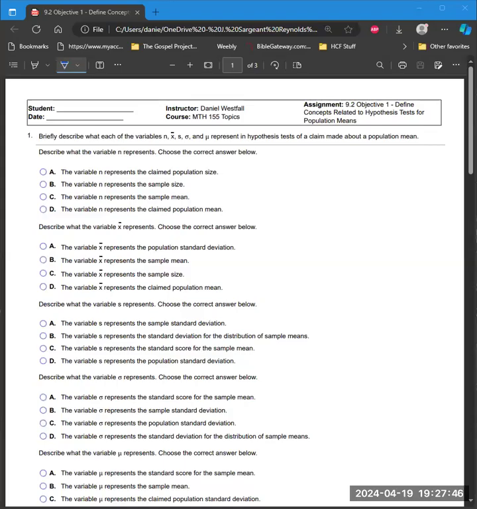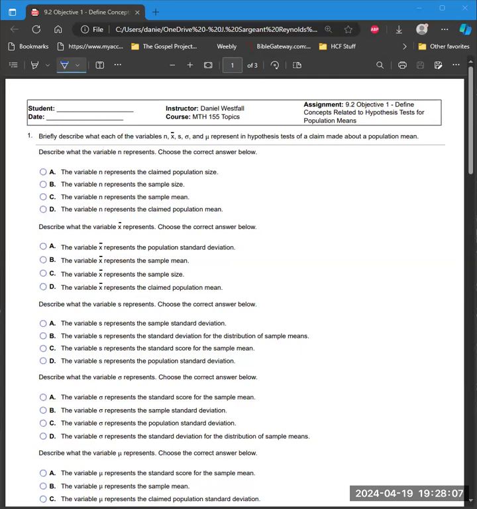In this video, we're going to talk about 9.2 Objective 1, where we define concepts related to hypothesis tests for population means. First, let's briefly describe what each of the variables n, x bar, s, sigma, and mu represent in hypothesis tests of a claim made about a population mean.